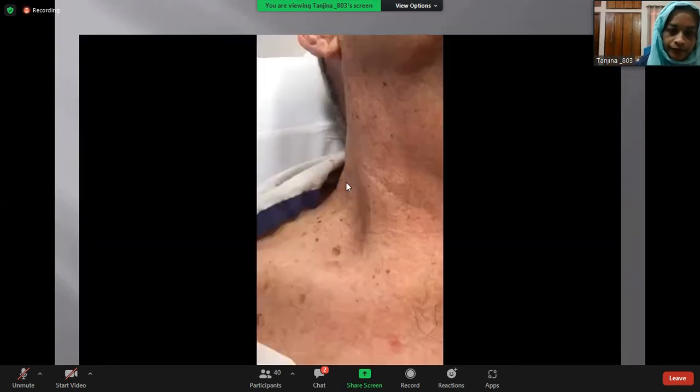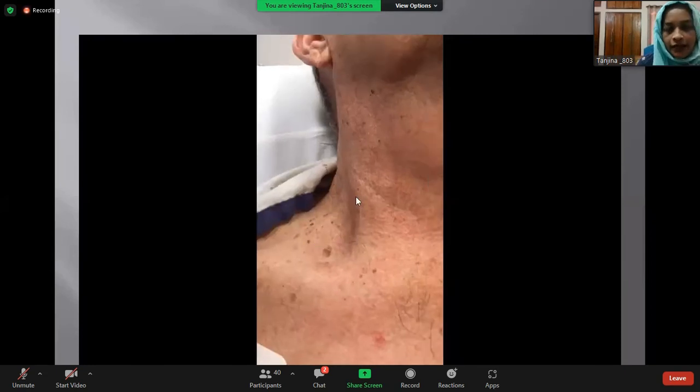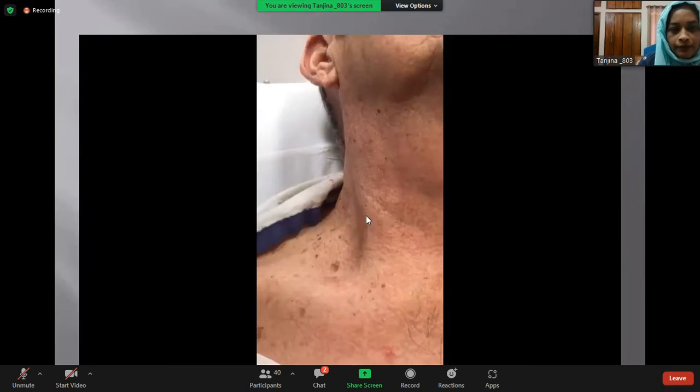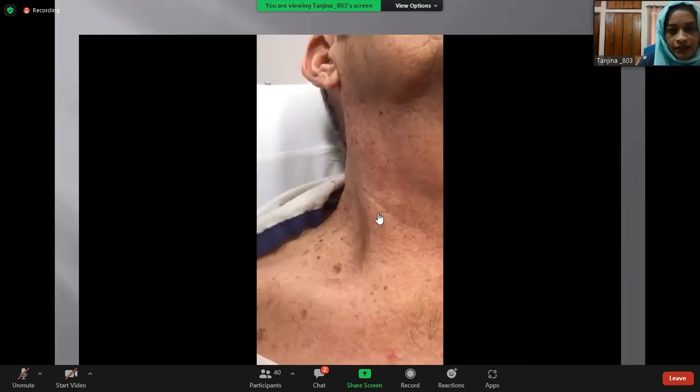And this is Friedreich's sign. This occurs in constrictive pericarditis. This is a sharp, rapid rise and rapid fall of the jugular venous pulse. This is Friedreich's sign, found in constrictive pericarditis.